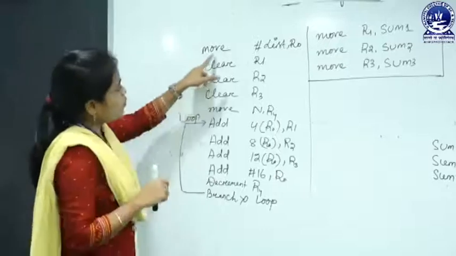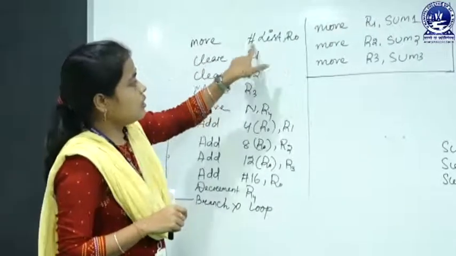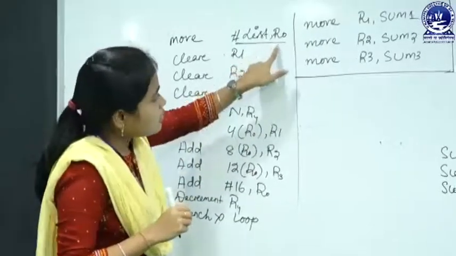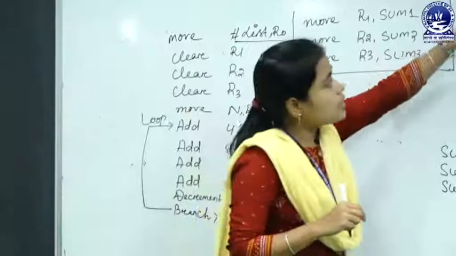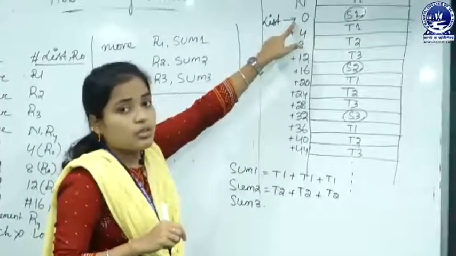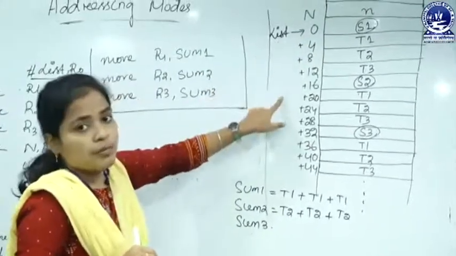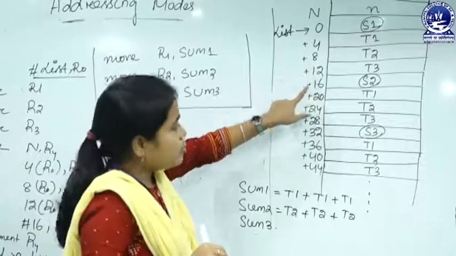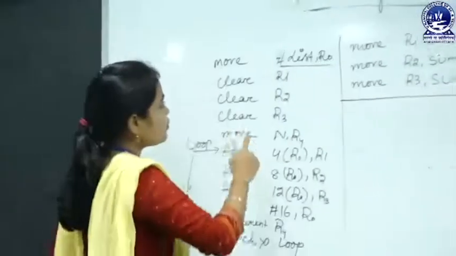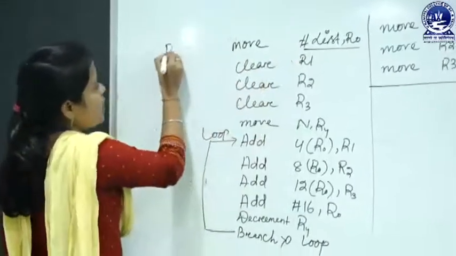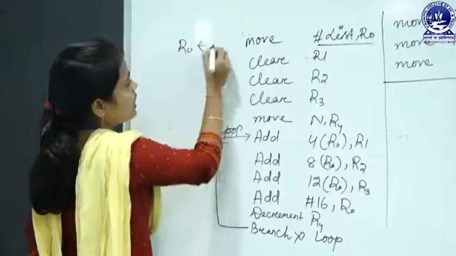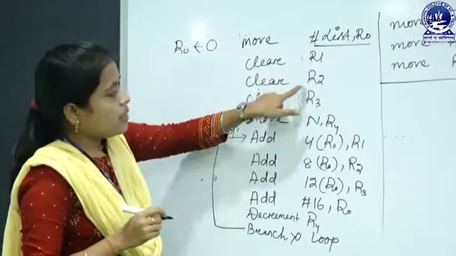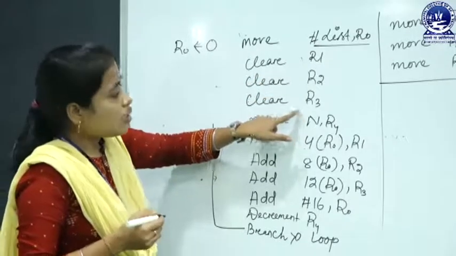First we have to move the list. Here I am using the immediate addressing mode. The list value is moved into R0. First, what is the list? List points to 0, then we will increment the list value: list plus 4, then list plus 8, plus 12, like this. So, R0 content is now 0.